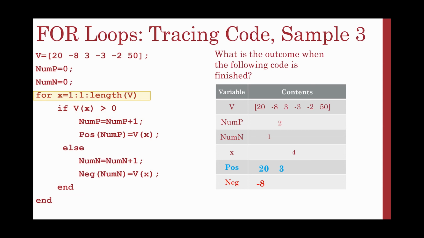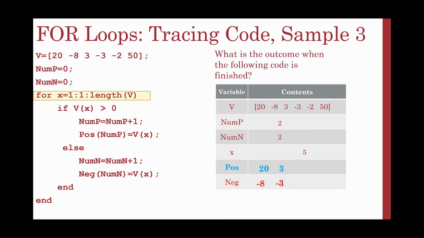X is now equal to 4. I'm going to ask if v of 4 is positive or negative. It's negative, so I'm going to add 1 to my negative counter. I'm going to store that value in my negative vector. I'm going to end my if statement.